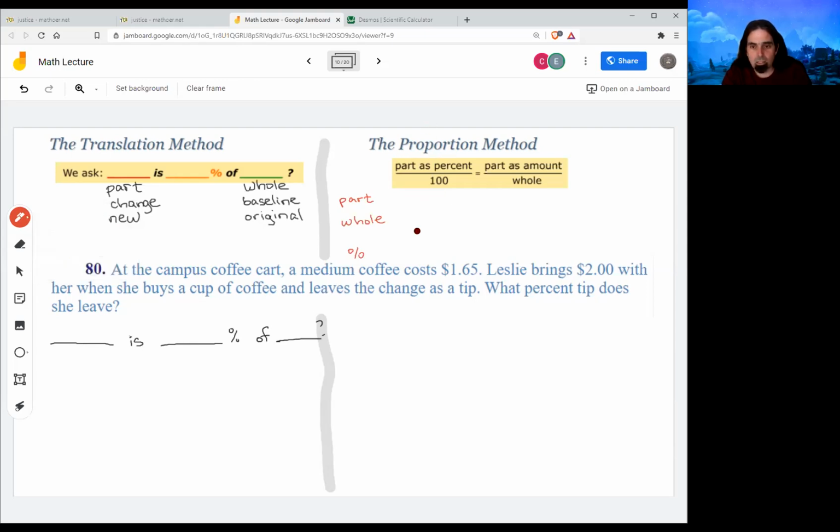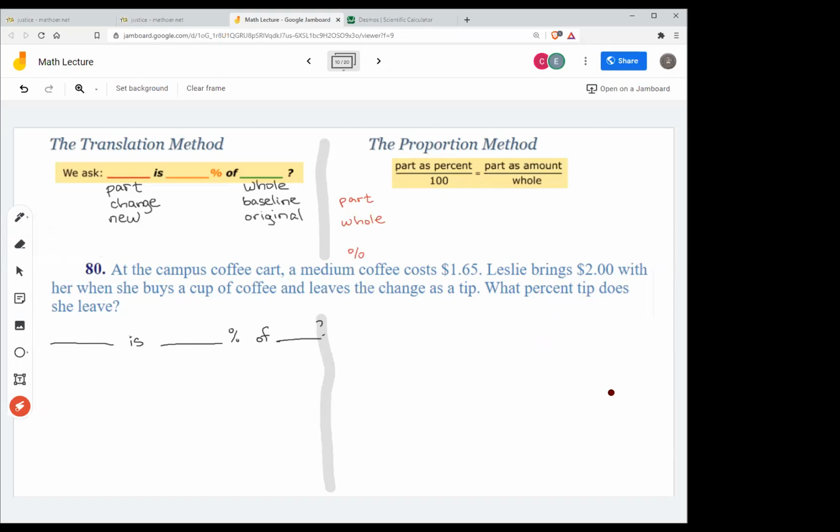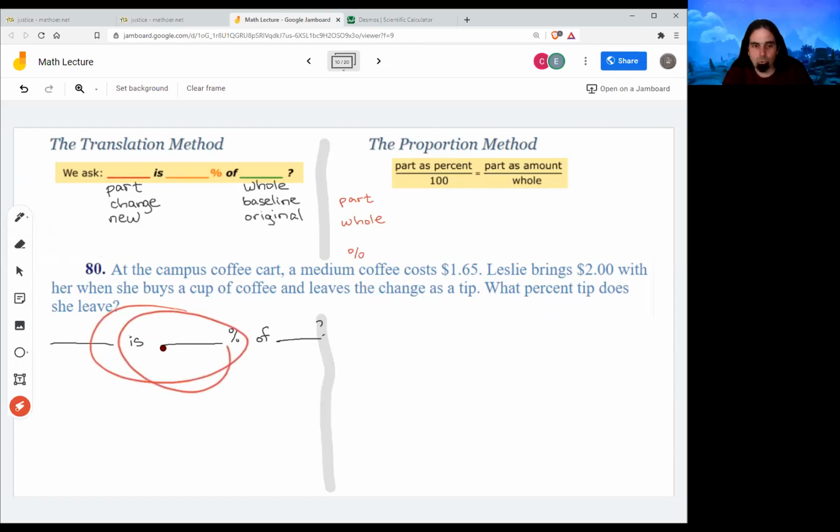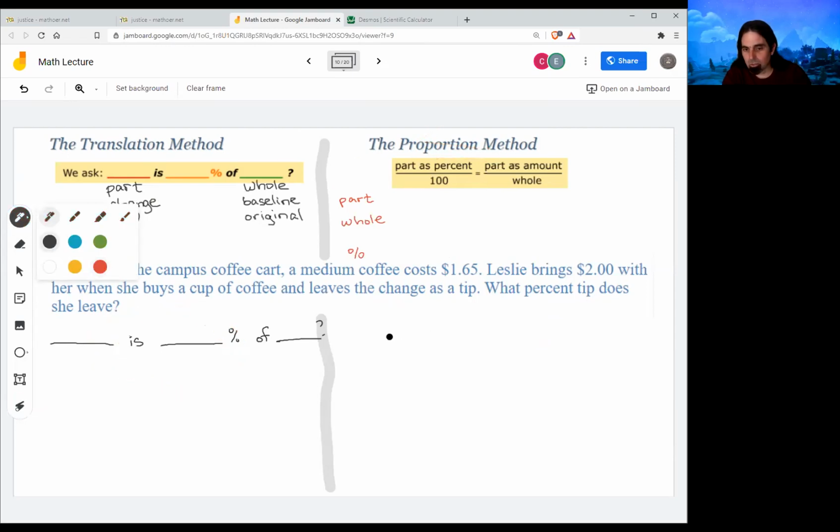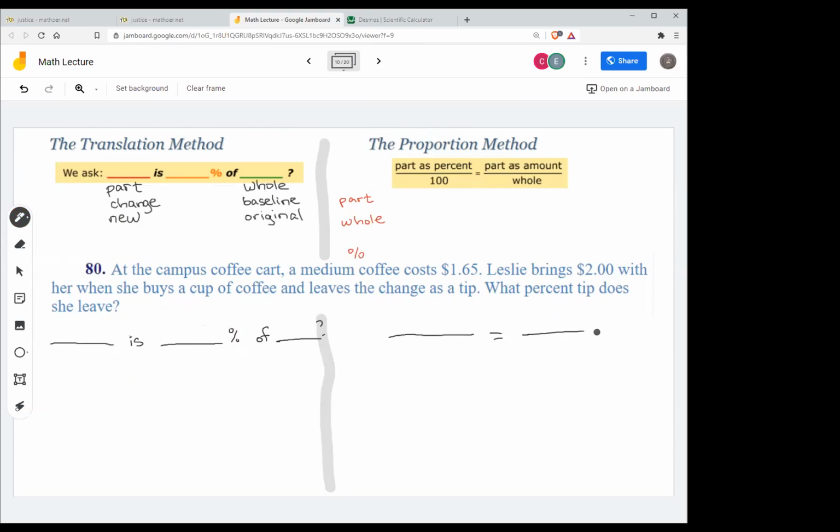Not quite. It doesn't ask for what percent is the coffee. It asks for what percent is the tip. Okay, do you want me to do the other one then? Because that's the one that I did, the translation method. I wrote, you mean the proportion over on this side? Well, I did 1.65 equals y times $2.